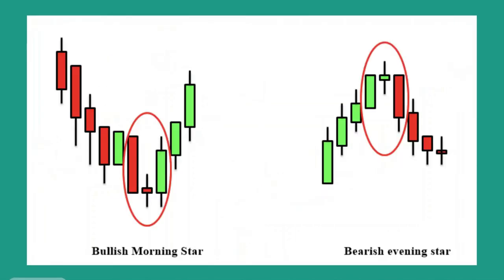The star is the middle portion of two candle patterns called the morning star and evening star. As you can see here, this is the star which is between the two candles. So this is morning star and this is evening star. The morning star is a bottom reversal pattern. And just as the morning star precedes daylight, the morning star candle pattern potentially precedes higher prices.